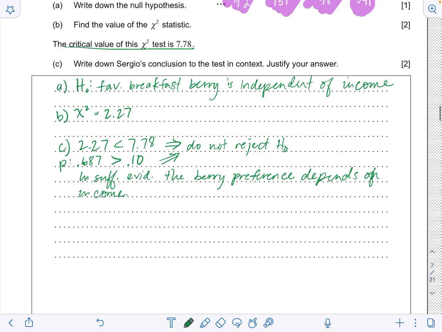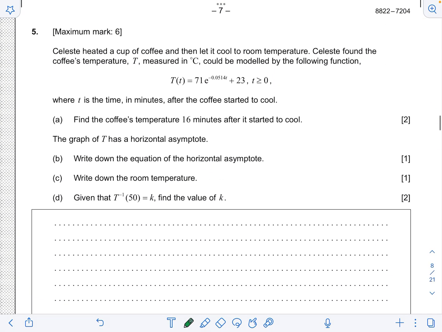Okay, moving on to number 5. Here we have another model. This time it's an exponential model. So we just want to try to use our technology as much as possible and pay attention to the variables. In this case, we've got the capital T is the temperature and lowercase t is the time in minutes after the coffee started to cool.